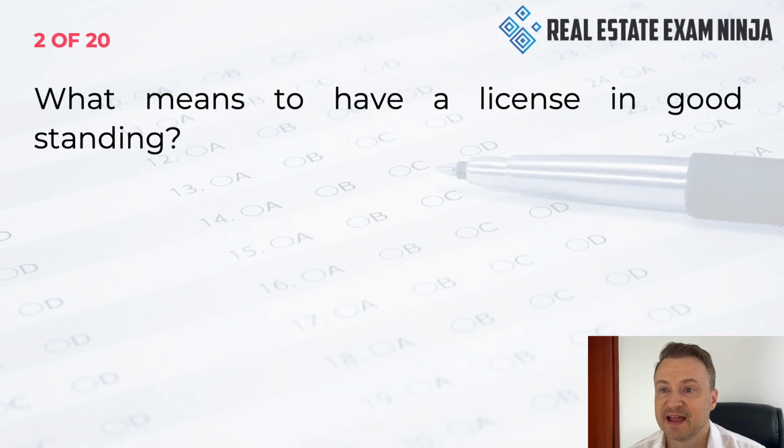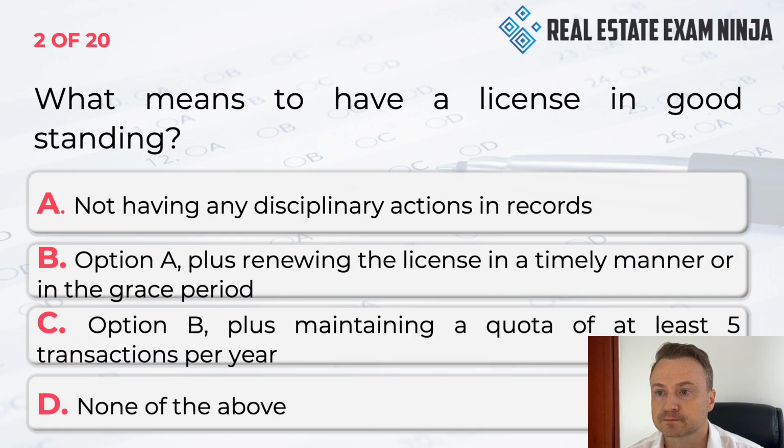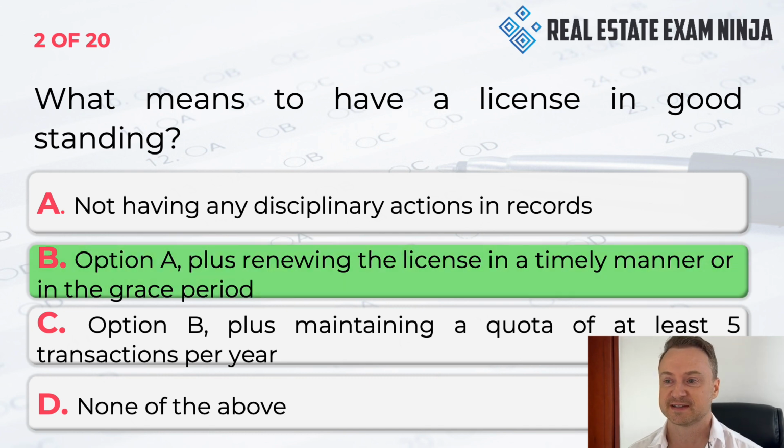What does it mean if you have a license in good standing? No disciplinary actions. You're renewing the license when you should. None of the above. What do you think? So for sure, not having any disciplinary actions. That should be self-explanatory, right? So you've been a good boy, you've been a good girl, and you're renewing your license in a timely manner. So it's going to be B. I feel like that one should be common sense. What do you guys think? I feel like it is.